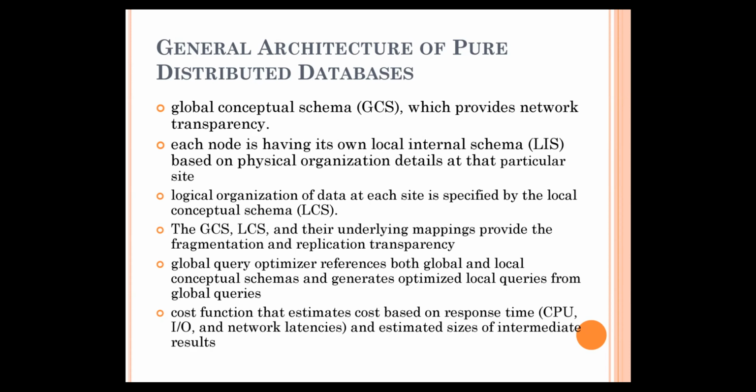We also estimate the size of intermediate results. Those things are based on the CPU time, input output processing time, network issues, latencies and network delays. All those things are based on the local conceptual schema. So these are the general architectural issues which we may face in pure distributed systems.